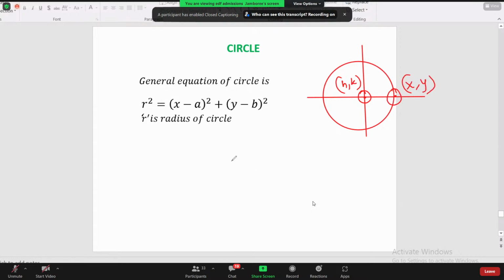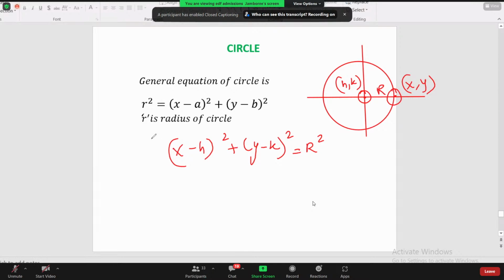The equation of the circle will go by the formula x minus h whole square plus y minus k whole square is equals to r square. Now, if you notice, h comma k is the center of the circle and x comma y is the point on the circumference, and the distance between these 2 points will become the radius of the circle, because any line segment joining any point on the circumference with the center of the circle is called the radius.